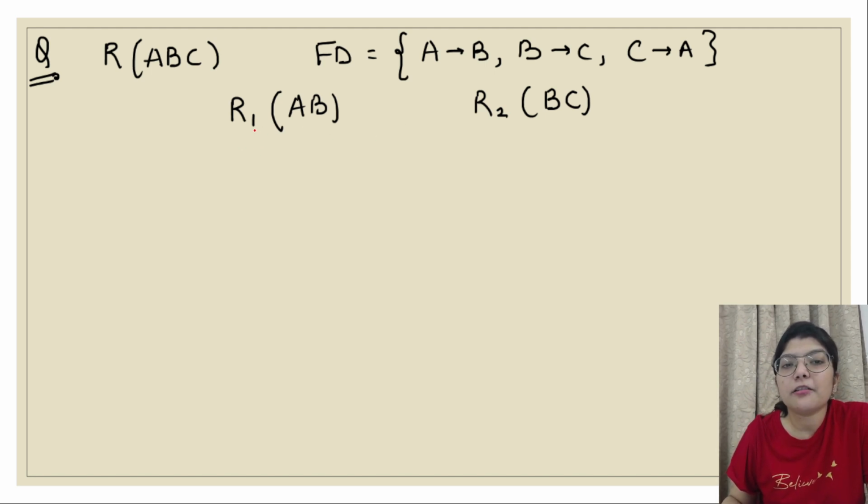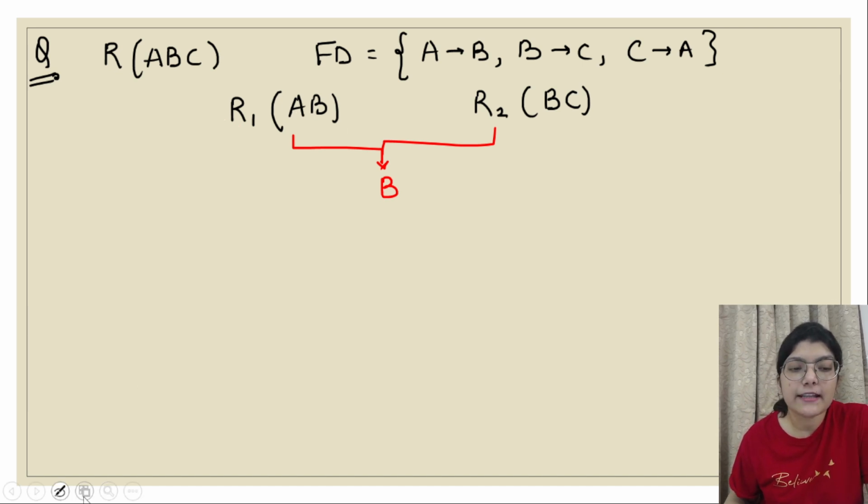What is the common attribute between R1 and R2? The common attribute between R1 and R2 is B, right? So what is the functional dependency over here? I have to first find the candidate key of R1, right? First we will find the candidate key of R1.